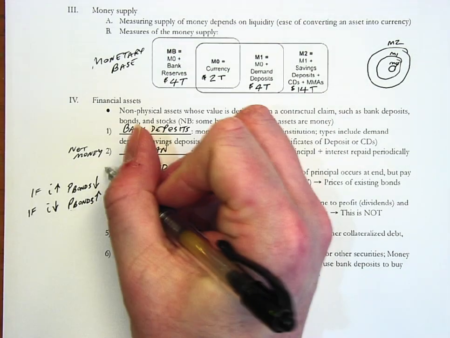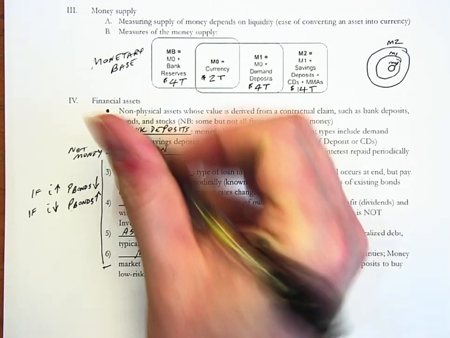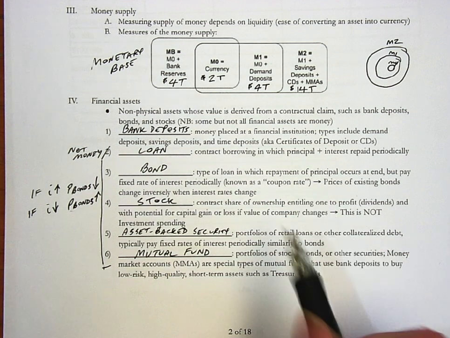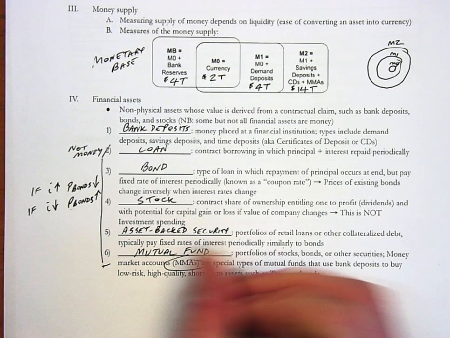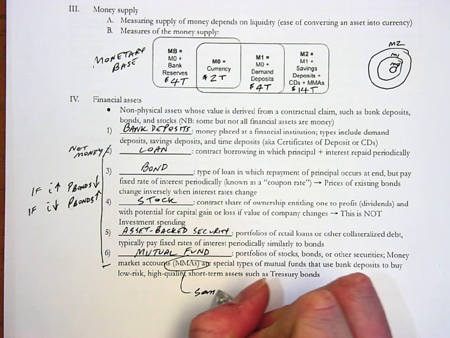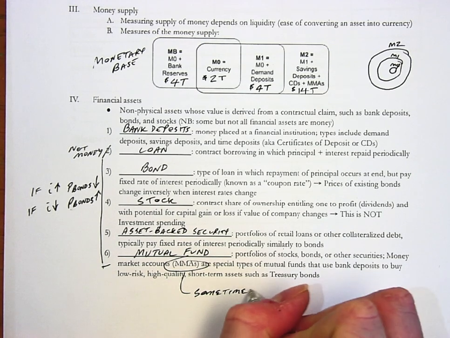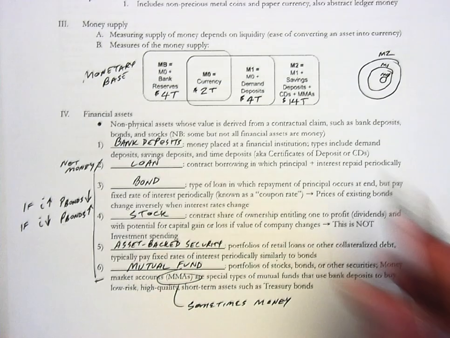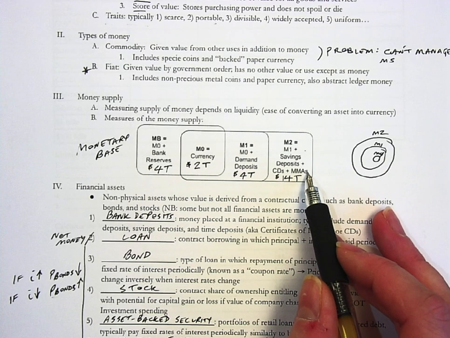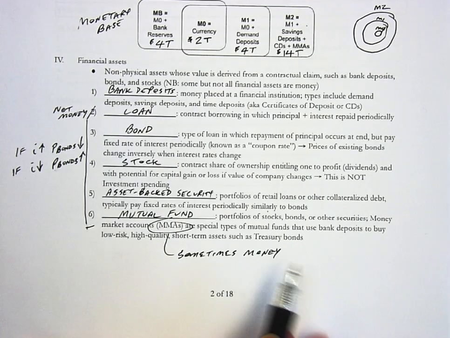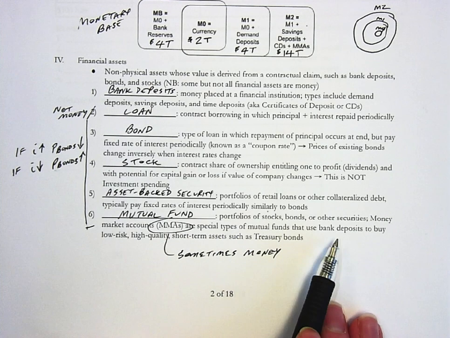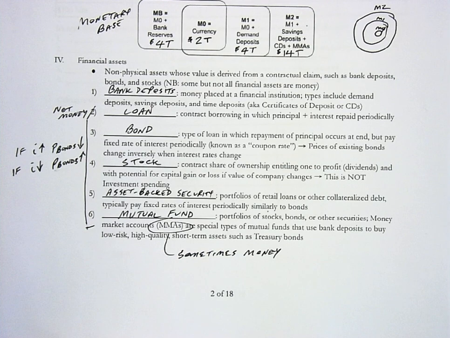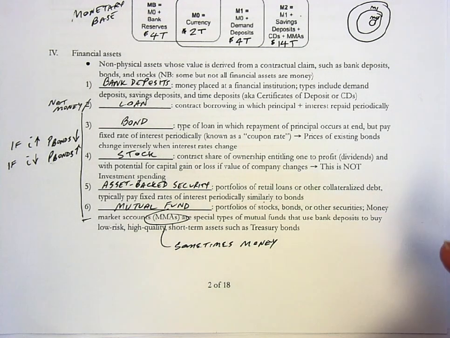So generally speaking, we'd say that none of these are money, right? 2 through 6 here are not money, except for these MMAs. Sometimes they are money, because we'd say that they're part of M2, in the sense that they're a special type of mutual fund that only buys these kind of really low risk short-term assets. But in general, mutual funds are also not money.